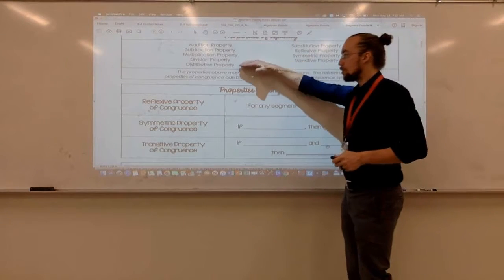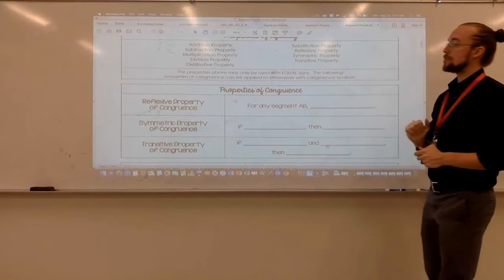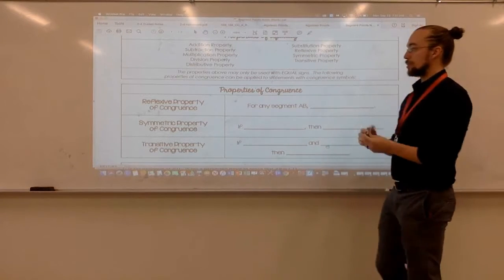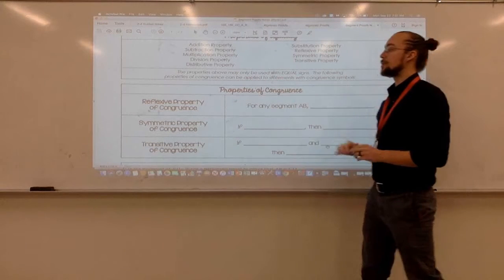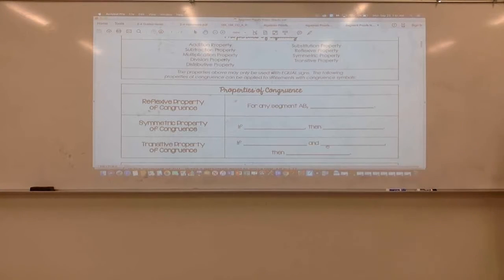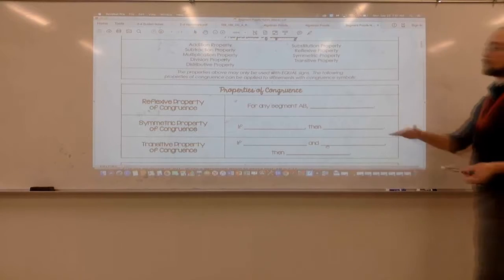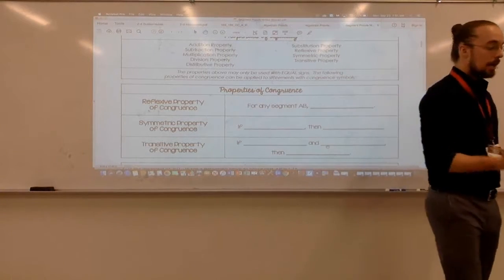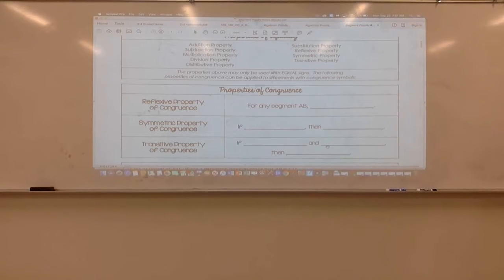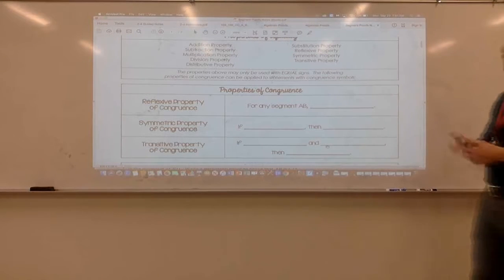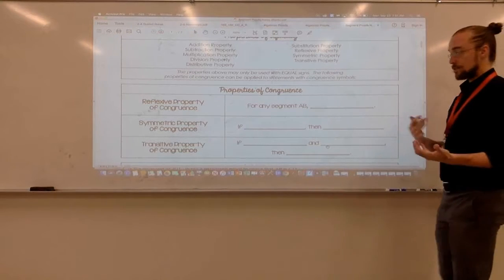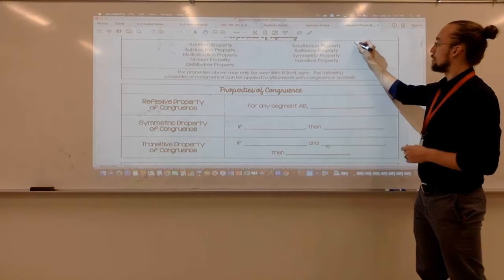Now, what we looked at with these properties was things that were equal to each other. It says right here, the properties above may only be used with equal signs. Today we're going to start looking at properties of congruence. So it's important to make the distinction when we're talking about segments. Segments are what we are going to be talking about today.